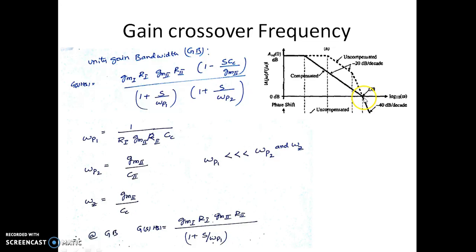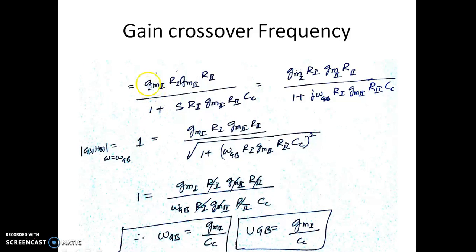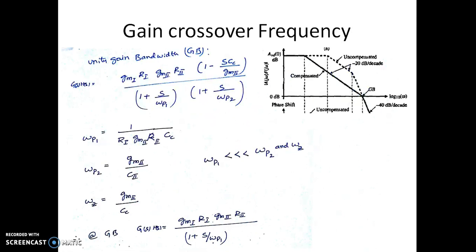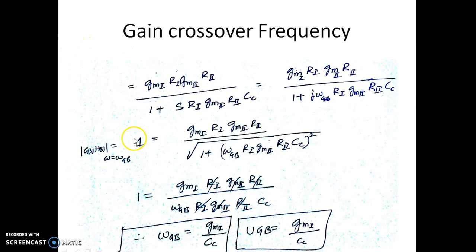frequency, that is at unity gain frequency, we have only the pole corresponding to P1 contributing to the magnitude. So we retain only this term, and equating the magnitude to 1 now. Now you can see we are retaining only that term and we are replacing that omega P1. So this is omega P1 now. So we have actually replaced this 1 over omega P1 by this quantity. So that's what we are writing here.